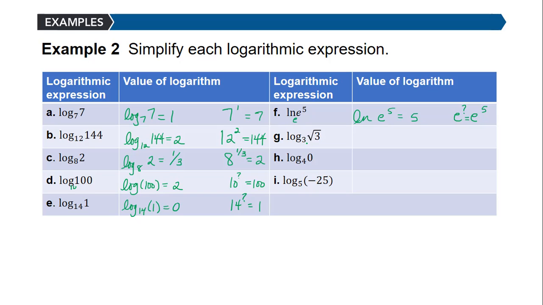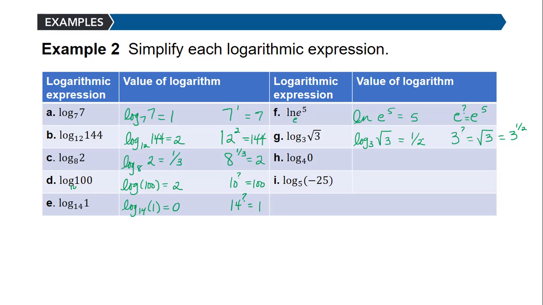Log to the base 3 of the square root of 3. So this is asking me to figure out what is the exponent I need to raise 3 to get the square root of 3. But the square root of 3, remember, is 3 to the 1/2. So if I raise 3 to the 1/2, I get the square root of 3. Therefore, the log to the base 3 of the square root of 3 is 1/2.